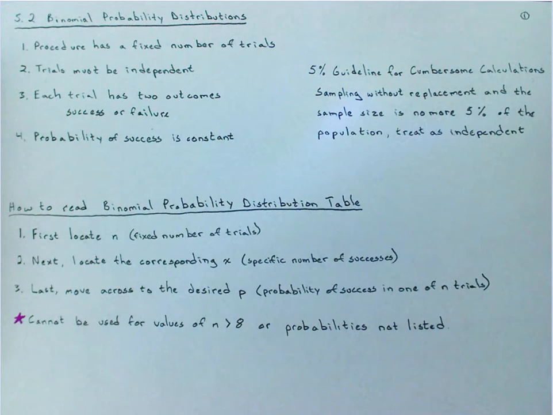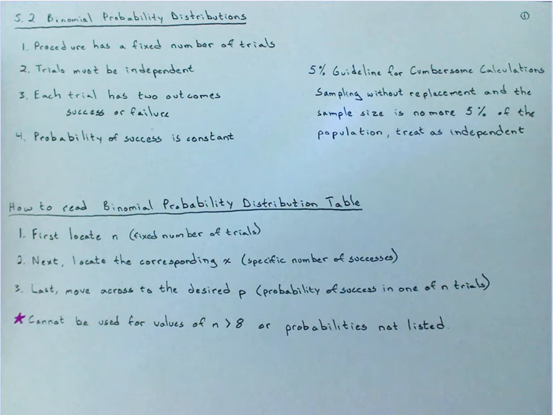Hey everybody, we're going to talk about binomial probability distributions. There are four criteria in order to have a binomial probability distribution. The first is that the procedure has a fixed number of trials. Second, trials must be independent of one another. Third, each trial has two outcomes, and we label them as success or failure.